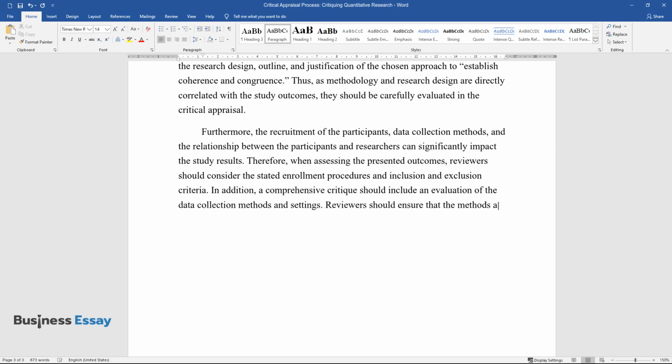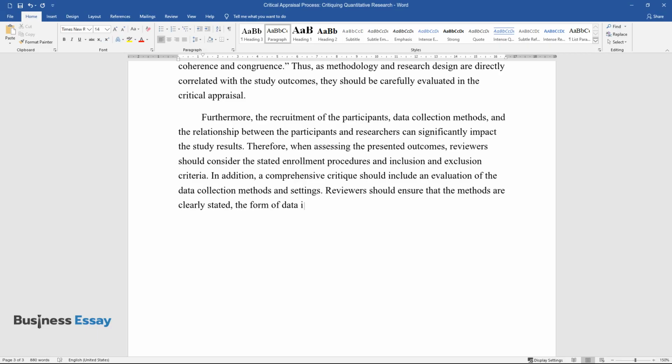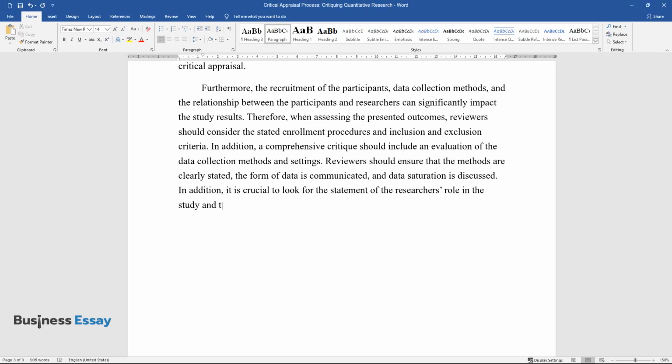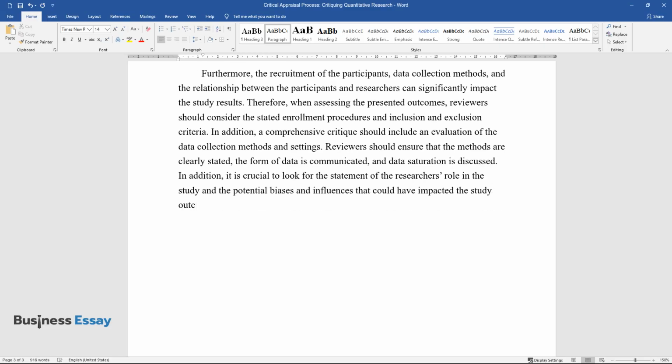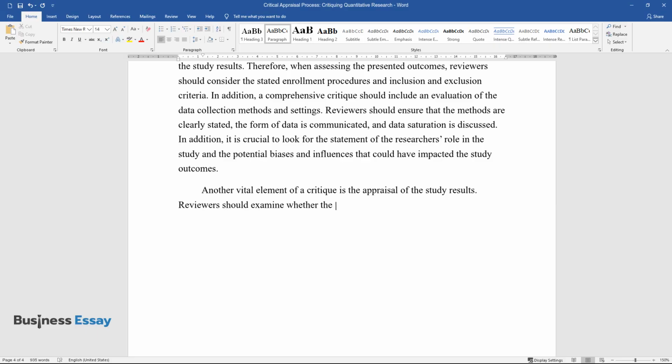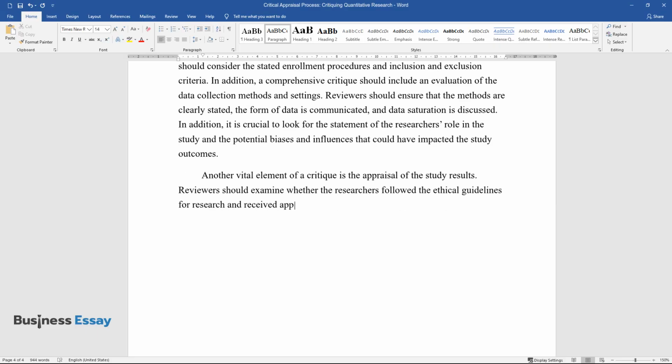Reviewers should ensure that the methods are clearly stated, the form of data is communicated, and data saturation is discussed. In addition, it is crucial to look for the statement of the researcher's role in the study and the potential biases and influences that could have impacted the study outcomes. Another vital element of a critique is the appraisal of the study results. Reviewers should examine whether the researchers followed the ethical guidelines for research and received approval from the relevant ethics committee.